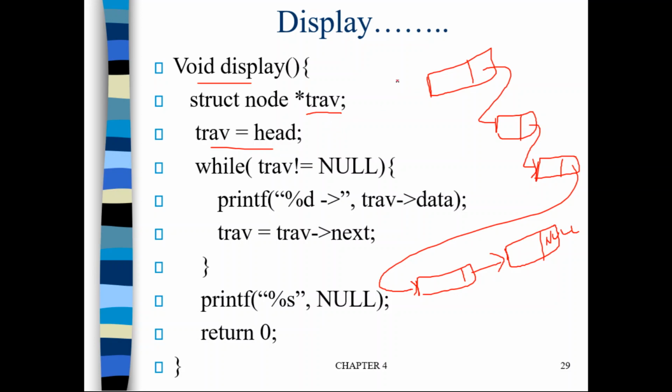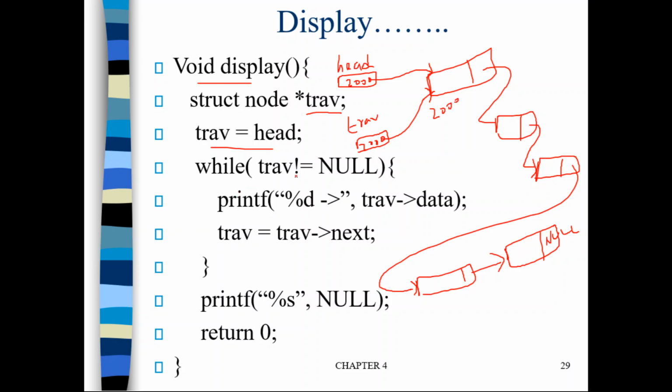Now initially what we are doing, traverse is equal to head. Head will always point to the first node. So traverse is also now pointing to the first node. So if head is 2000, then traverse will also be 2000, which means that the first node's starting address is 2000.